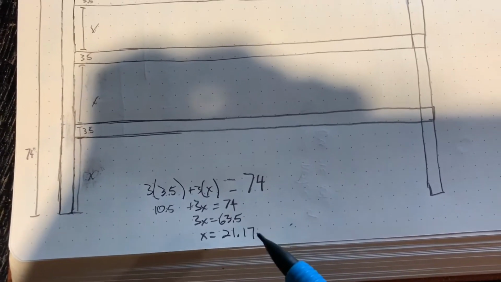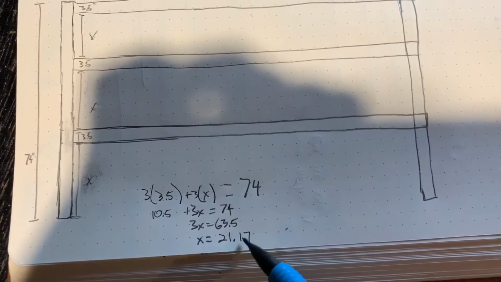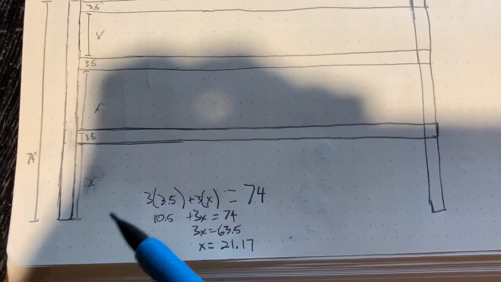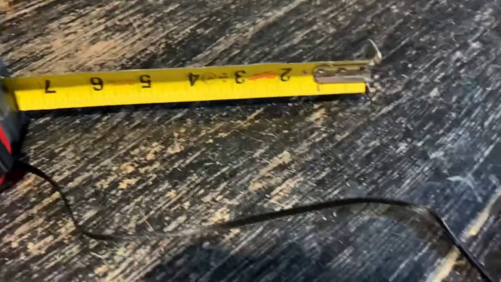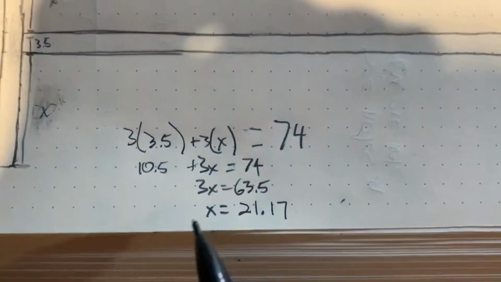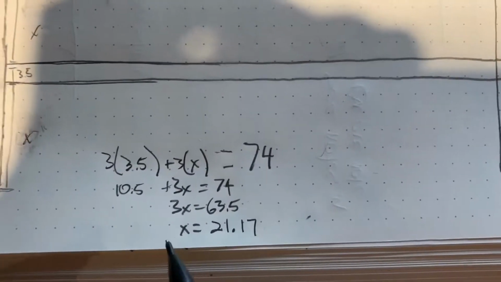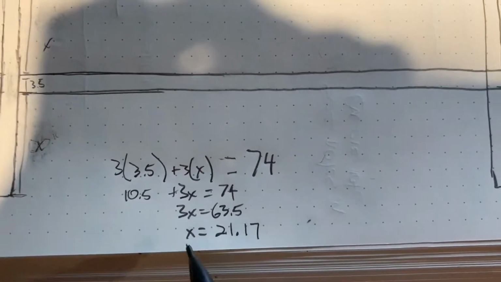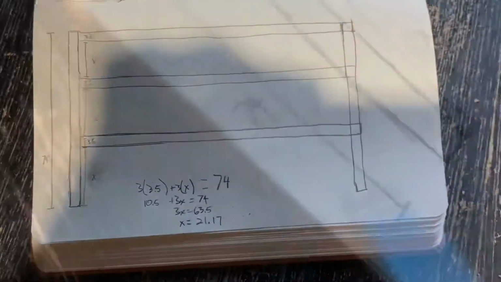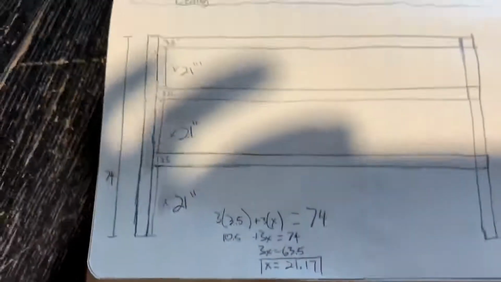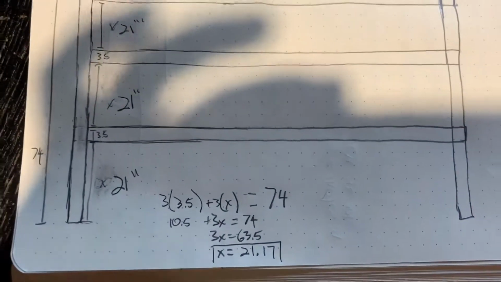If any of you have worked with wood or measuring and stuff, obviously figuring out 0.17 might be hard, considering tape measures are usually in eighths or sixteenths. So anyways, I just wanted to show this to you, how you can actually use math in a real life situation.